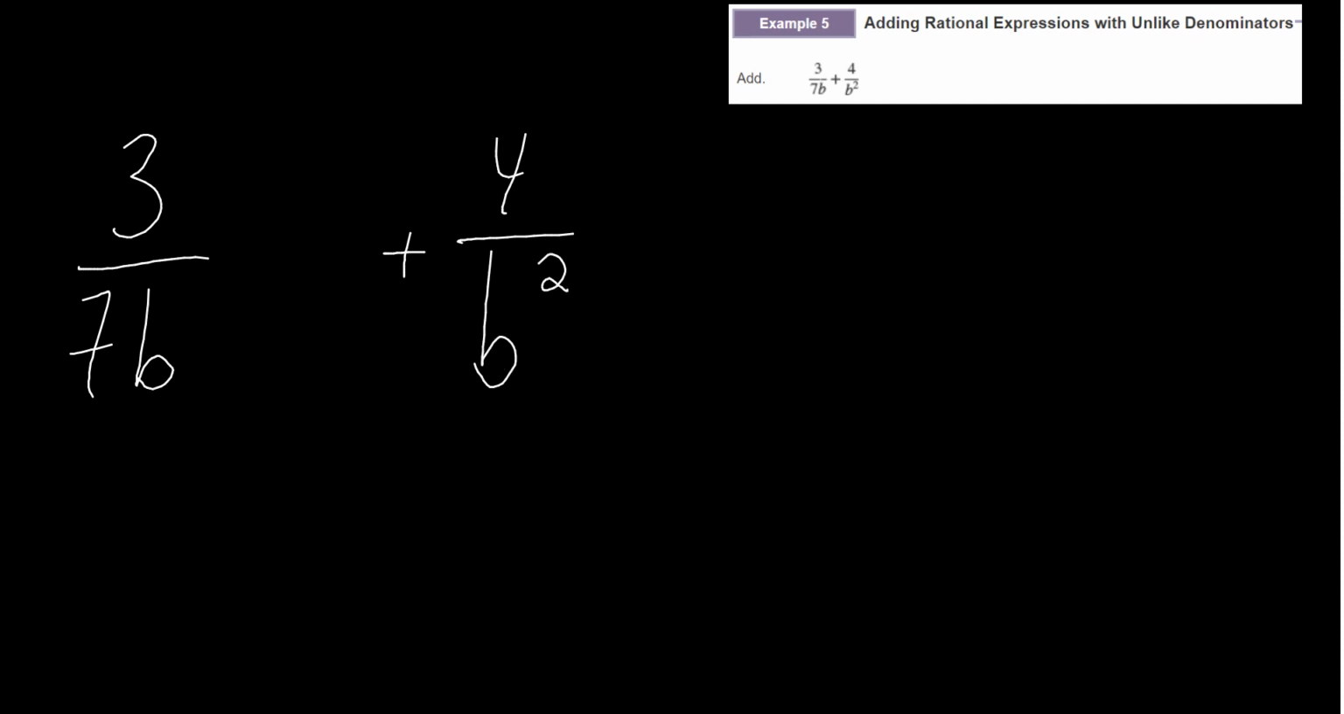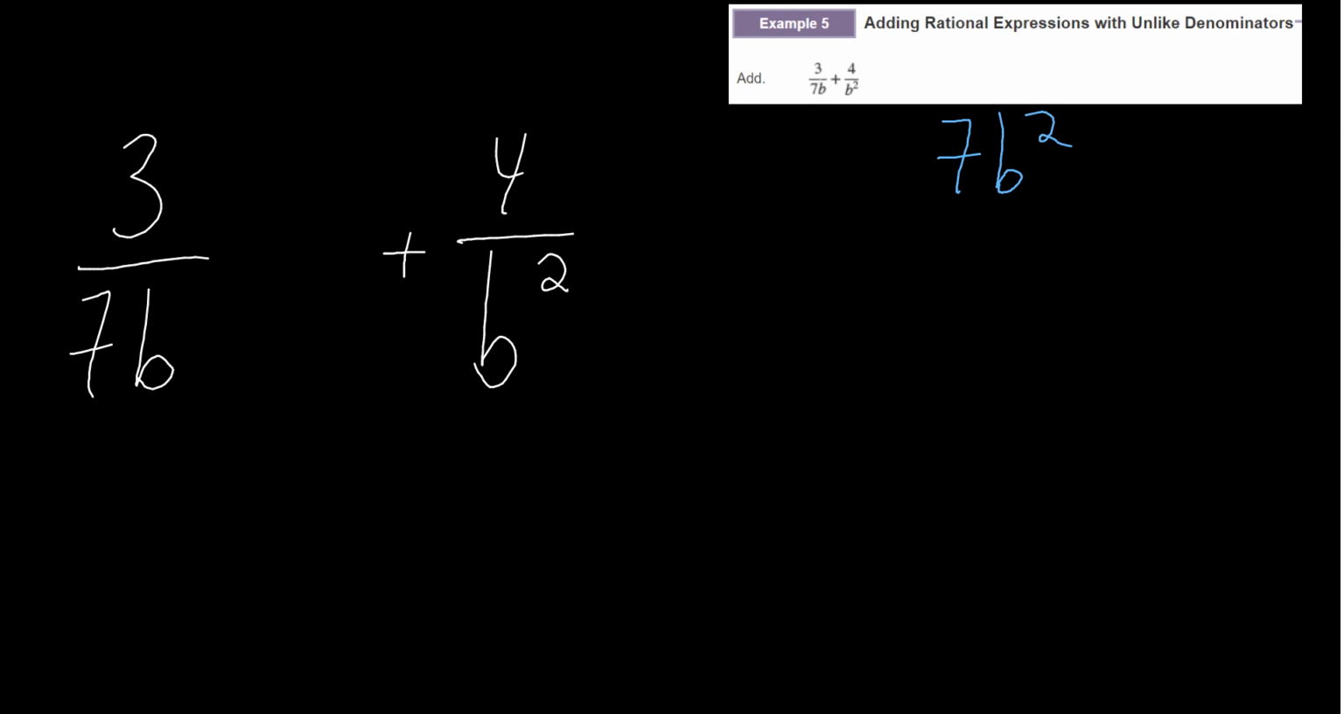Looking at my denominators, what is my least common denominator? I have a 7, and then I've got a b. What is my highest power of 7? That's easy, it's just 7. And what is my highest power of b? It's squared. So 7b squared is going to be my least common denominator.